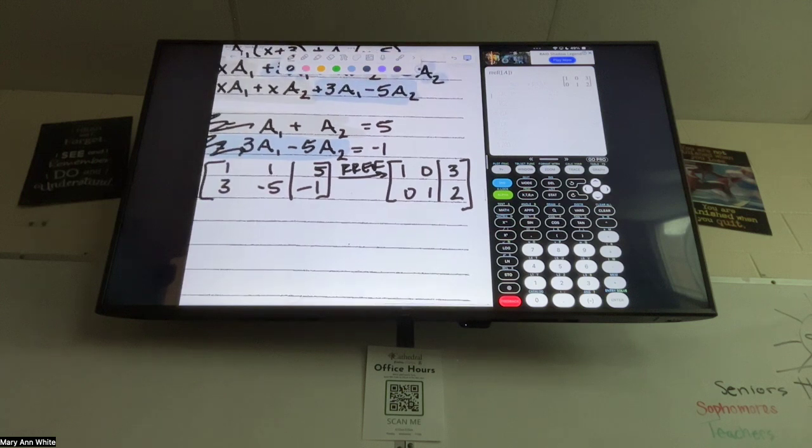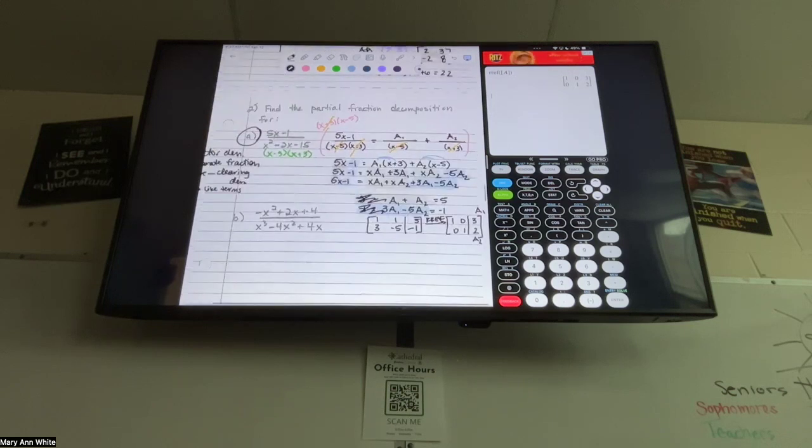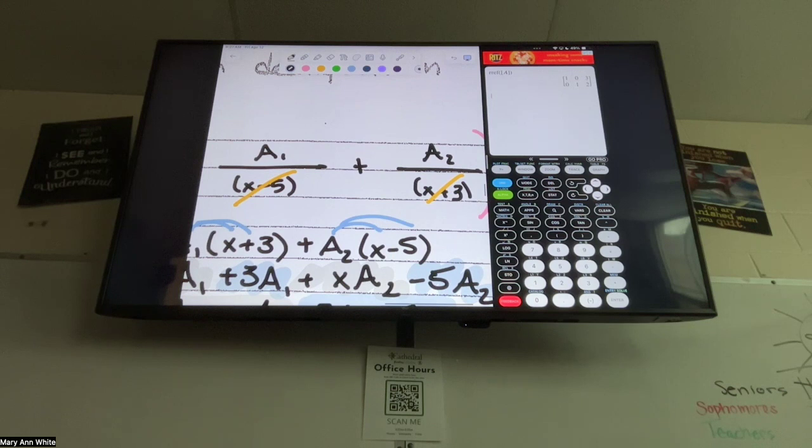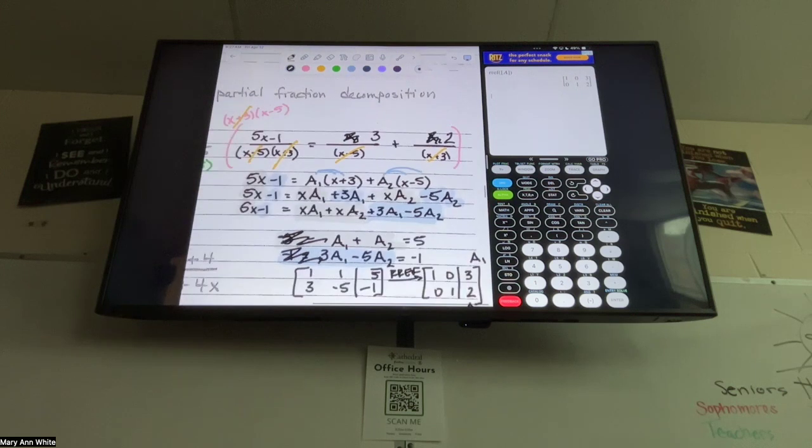All right, I got my answer when I did RREF. Do you guys get what I got? Now, the cool part about this is that the first one is my a sub 1 and my second one is my a sub 2. So when I go back up to that original function, instead of writing a sub 1, I could have written 3. And instead of writing a sub 2, that answer is 2. And so this equation is now a true statement.